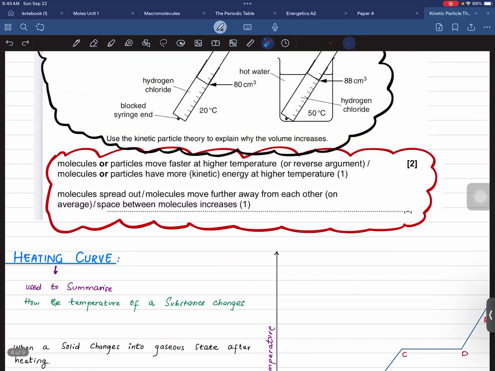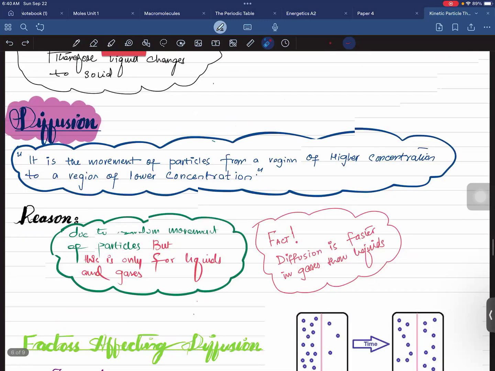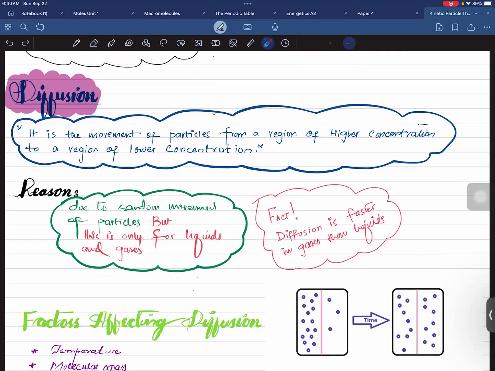If there is no random movement of particles, you will never see diffusion taking place. So it is mandatory to have a random movement of the particles, remember. Also, diffusion occurs in gases and in liquids. Diffusion will not happen in the solid state, because in a solid the particles do not have a random movement, remember.